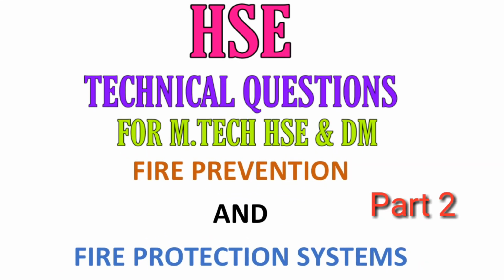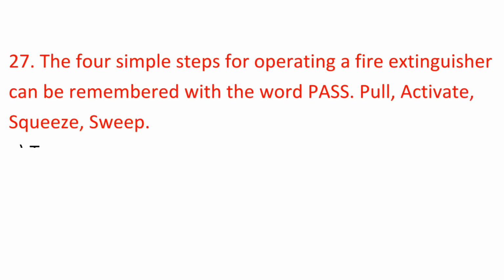HSE technical questions for M.Tech HSE and DM. Fire prevention and fire protection systems. Question 27. The 4 simple steps for operating a fire extinguisher can be remembered with the word PASS: Pull, Activate, Squeeze, Sweep. A. True. B. False.